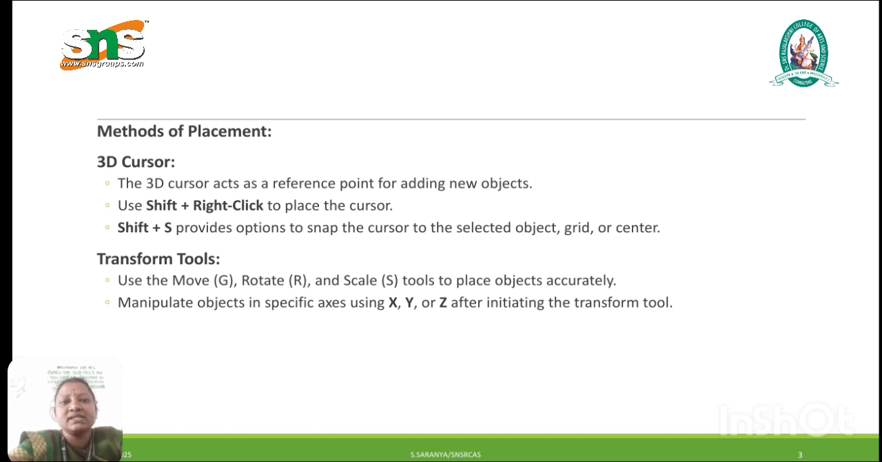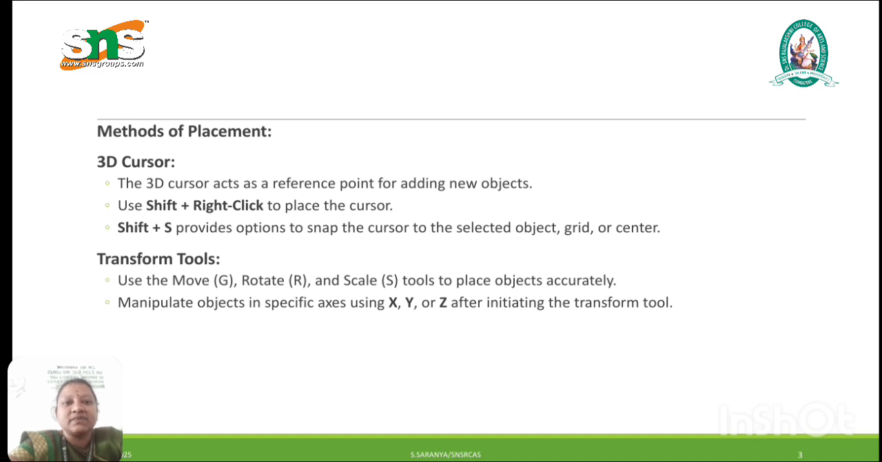The 3D cursor acts as a reference point for adding a new object. Using Shift and right click to place the cursor, after that we need to use Shift+S for snapping the selected object to the grid or center.